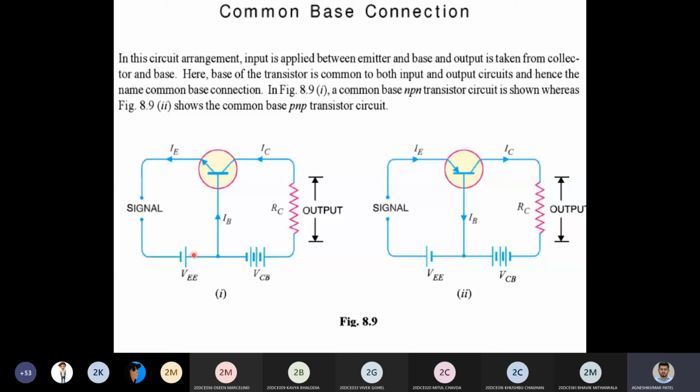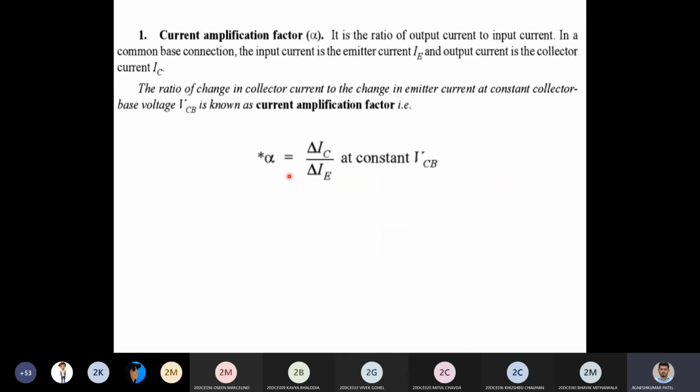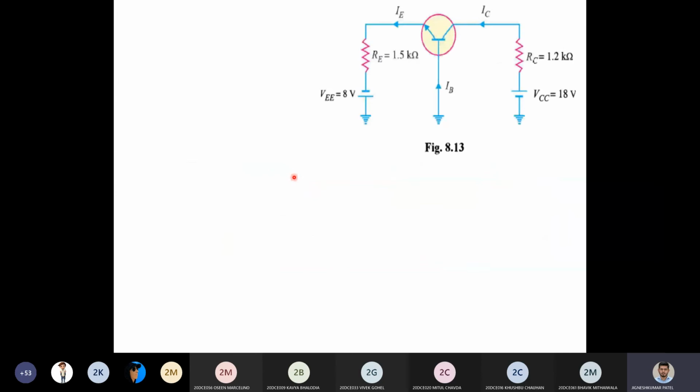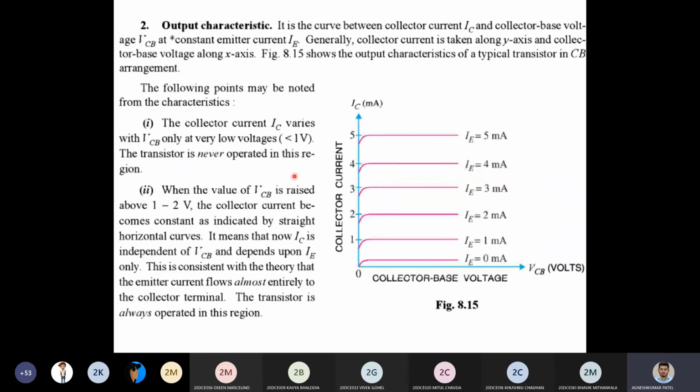Yeah, VEB and VIE, like IE is on the input side, and on your output side you have IC and VC. That's why we'll say the output characteristics is between VC and IC. Okay. Now let's check that. What is the characteristic? So this is the output characteristic.